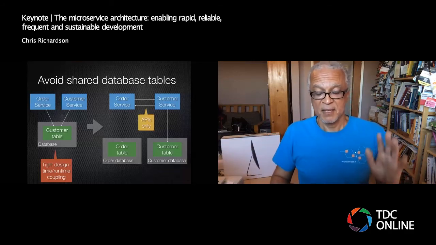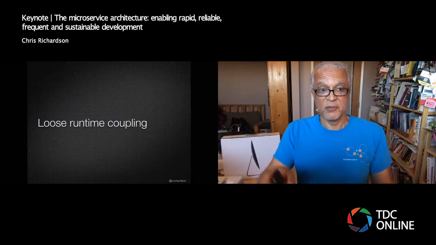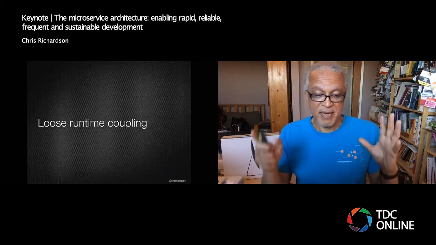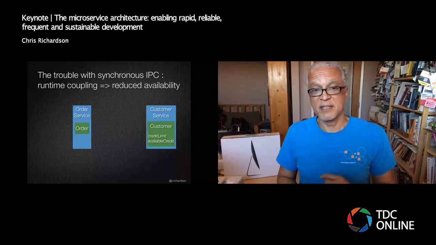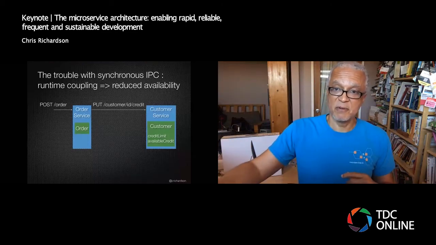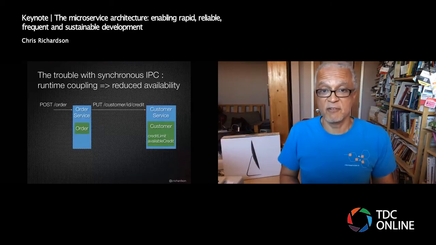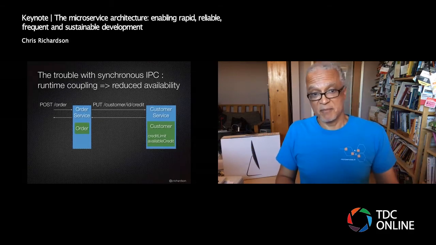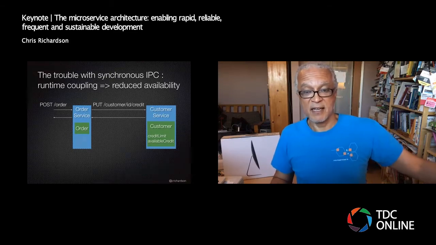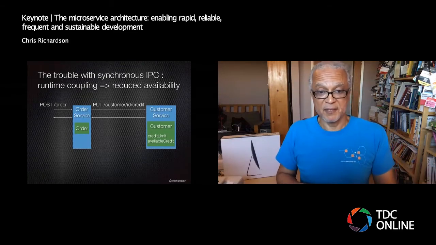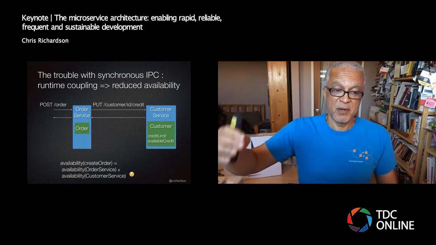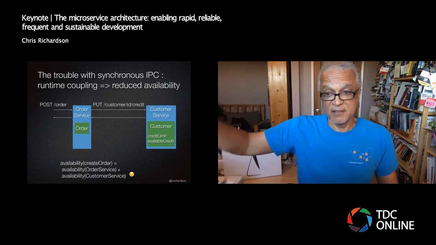So that's a problem. And then I'm just going to spend a couple more minutes talking about runtime coupling. This is the other type of coupling that impacts availability. So imagine this simple design where a POST request comes into the order service, which makes a PUT request to the customer service to reserve credit. The order service is waiting for a response to come back. And then when it gets one, it can respond to its client. Super simple design, but if you think about it, the order service can't respond to a POST request unless the customer service is available.